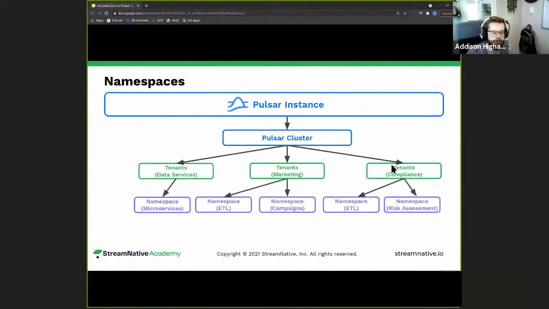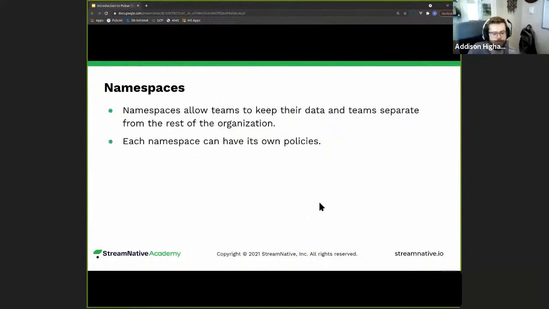Underneath a tenant, there are namespaces. These namespaces are typically aligned to applications or to specific use cases. So here we have our microservices, maybe multiple applications, ETL, risk assessment, et cetera. This is what allows a tenant to keep their data and team separate from the rest of the organization. That allows for things like a namespace per team, or maybe a namespace per application.